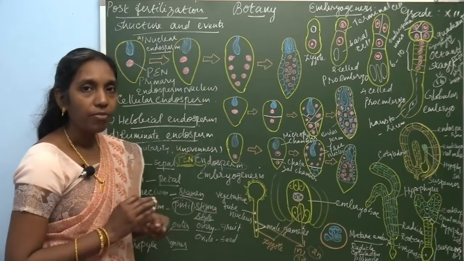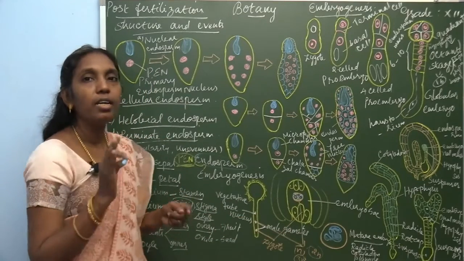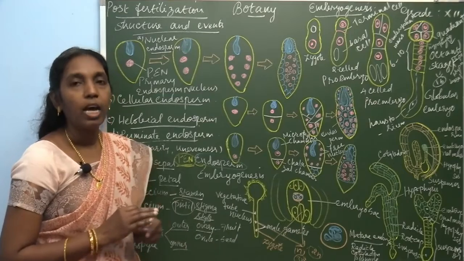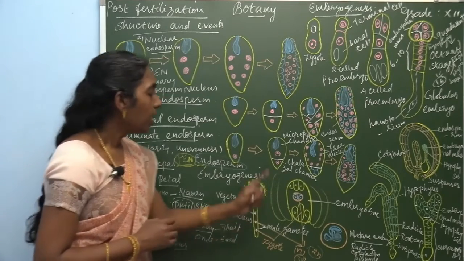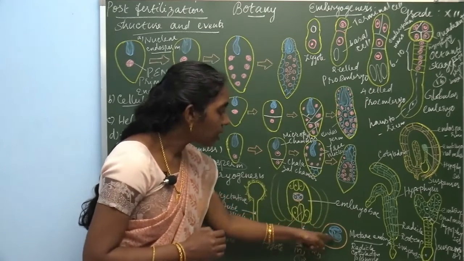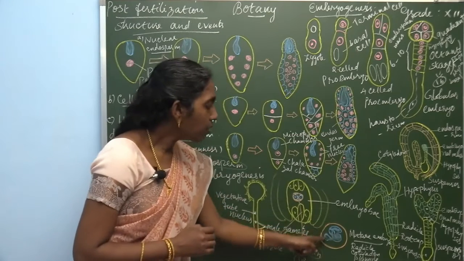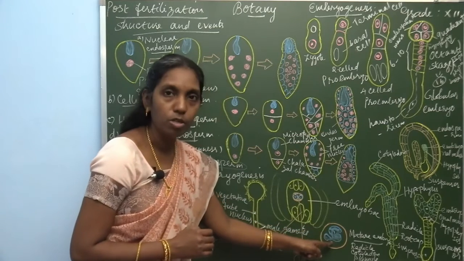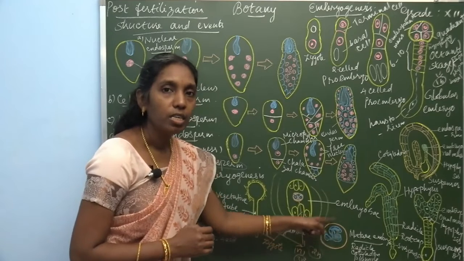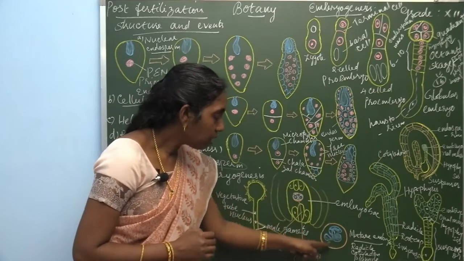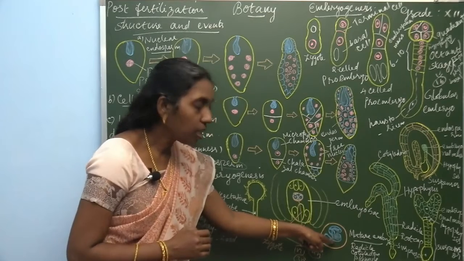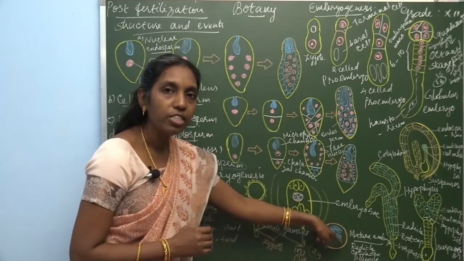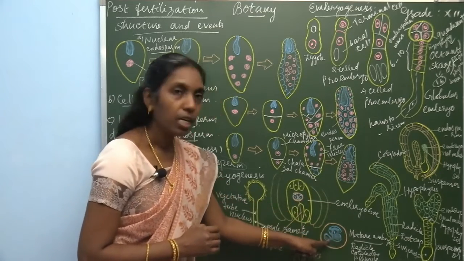Based on the nature of development, there are three different types of endosperm. And the function of endosperm is this: endosperm nourishes the developing embryo. The embryo is developing within this endosperm, and the nutrition is given by this endosperm.